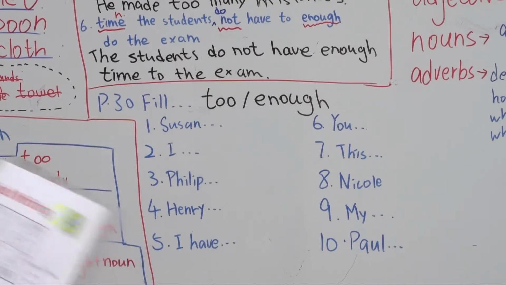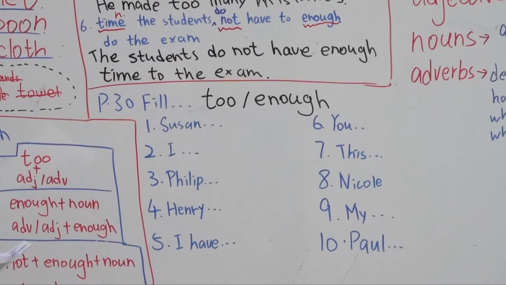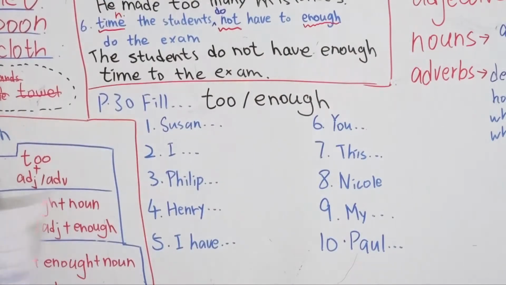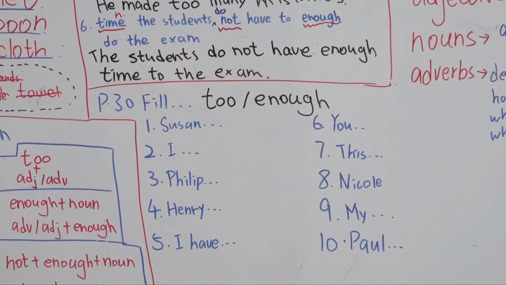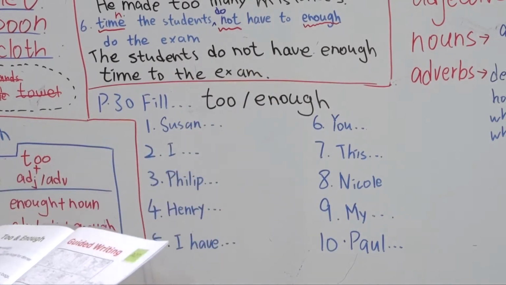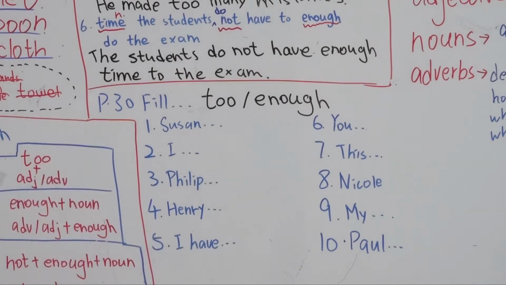Alright, let's look at the example on page 30. Fill in the blanks with too or enough. Is there enough food in the fridge for dinner tonight? So, is food an adjective, adverb, or noun? Food is the noun, right? So that's why we use enough. As an example, I'll do 4 of them with you, and then the rest of it, you try to do by yourself.